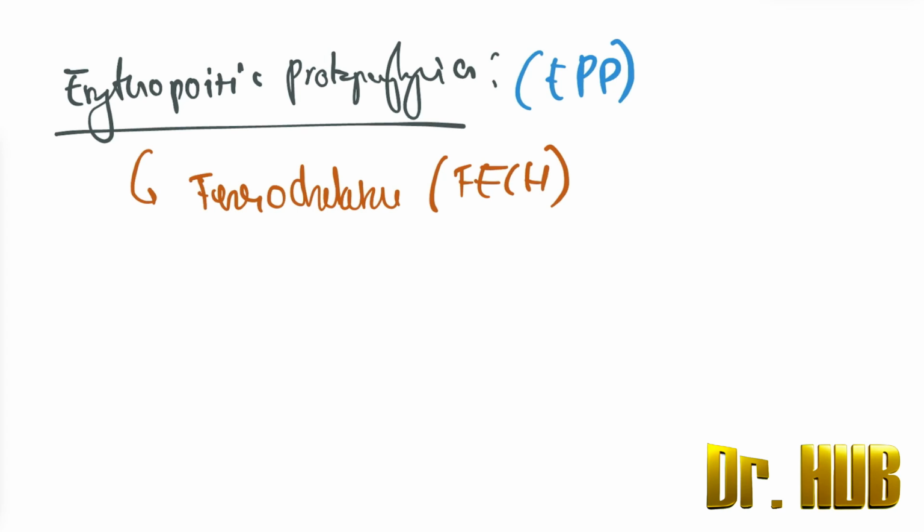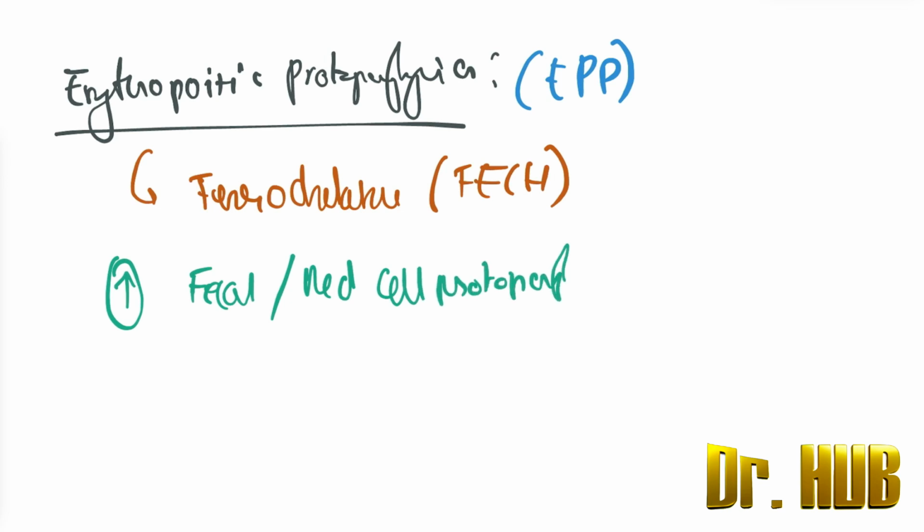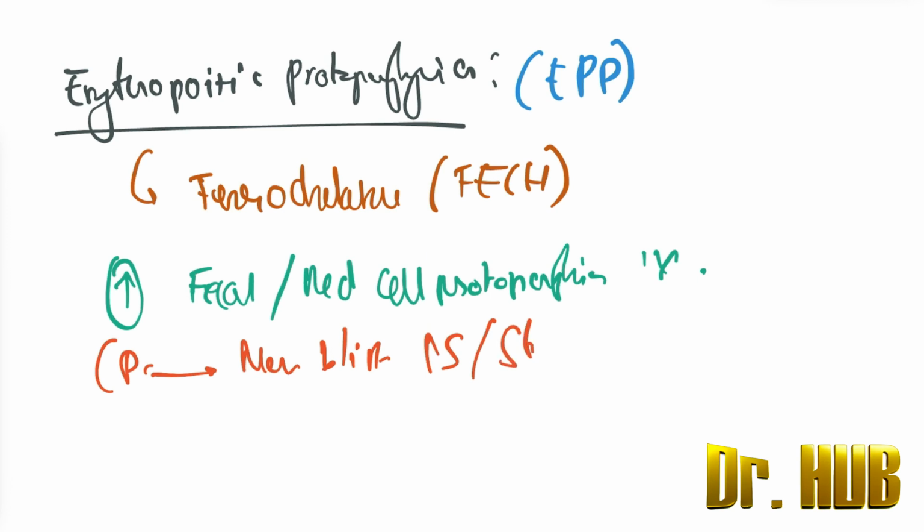And what are the features? The lab finding is an increase in the fecal as well as the red cell protoporphyrin 9. What are the symptoms? The symptoms are cutaneous photosensitivity, non-blistering photosensitivity, as well as the presence of skin lesions.